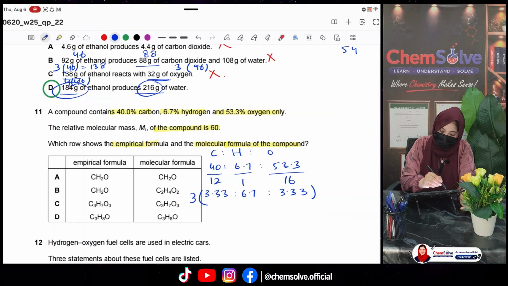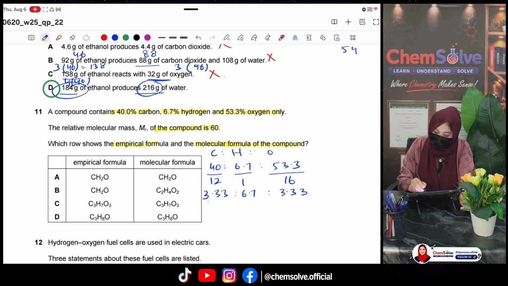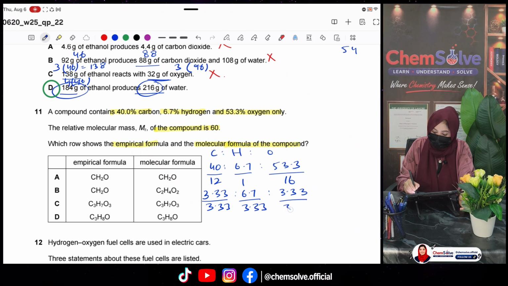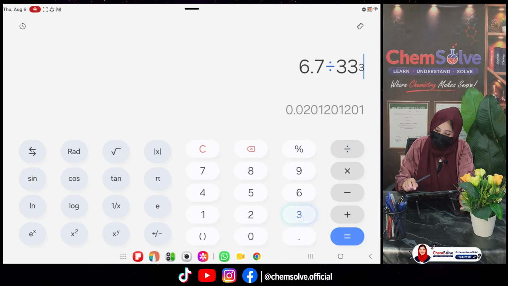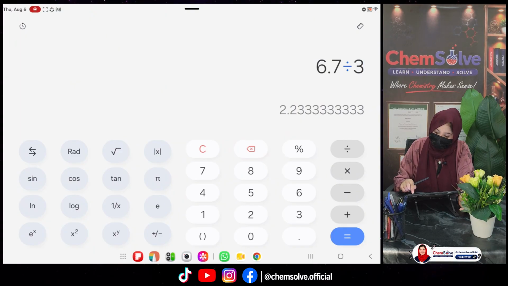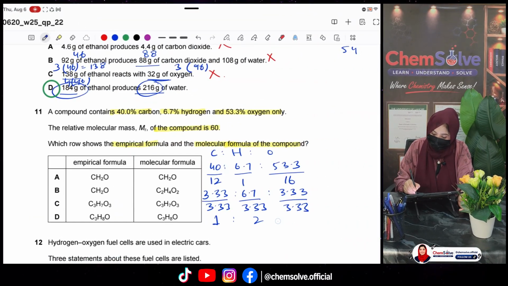Okay, so after that, what we have to do is divide them by the smallest number. This is the next step, 3.3. So 3.3, of course, is the smallest number, so I will divide all answers by this. This is 1, 6.7, 6.7 divided by 3.33, 3.33. So this is 2, this is 2, and this would be 1.